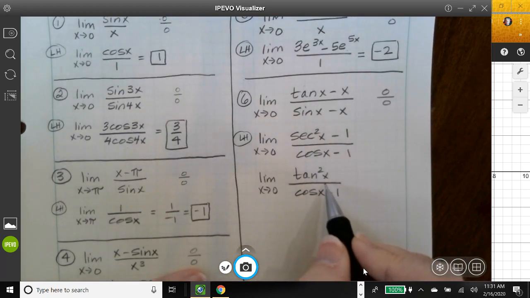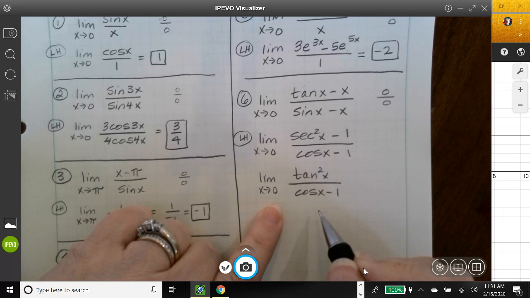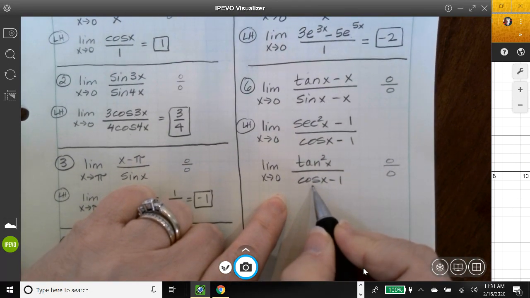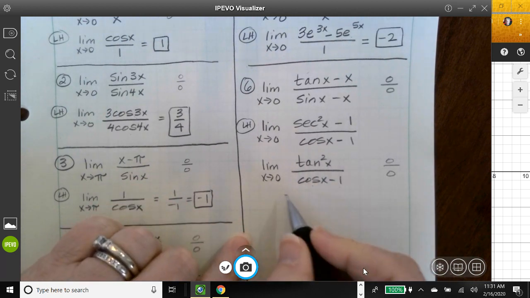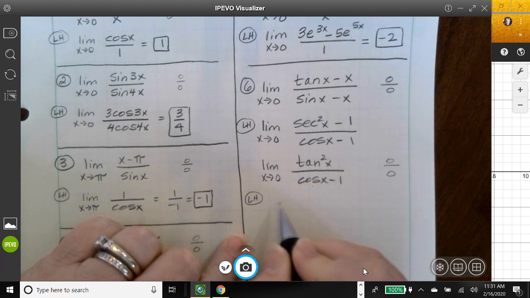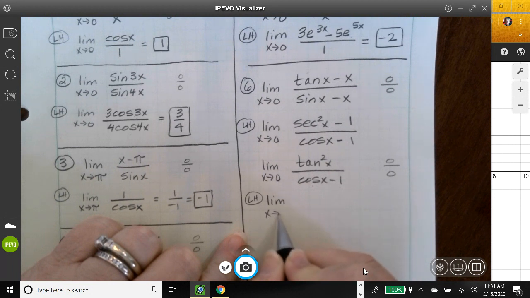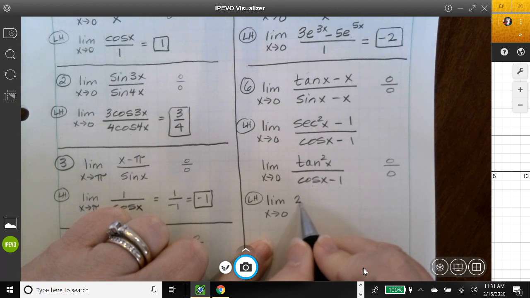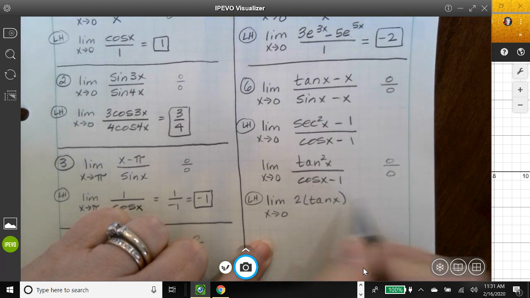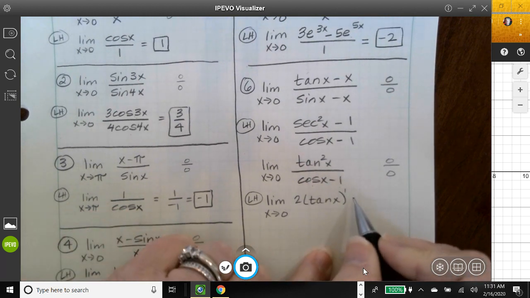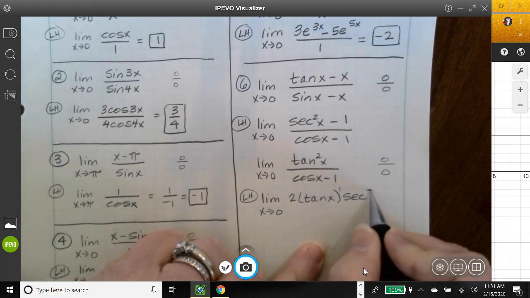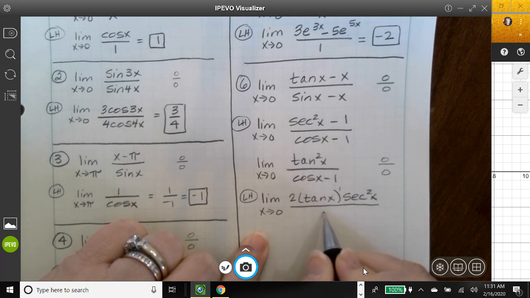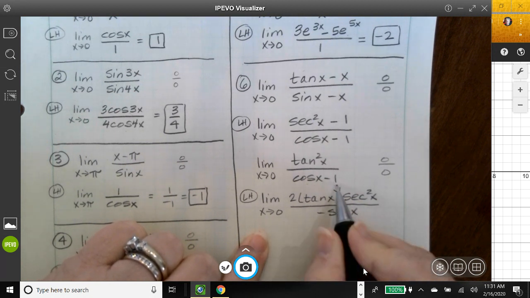But in this case, let's see what happens when we plug in 0. When we plug in 0, we're going to get 0 over 0, because the cosine of 0 is 1, and 1 minus 1 is 0, and the tangent of 0 is 0. So we can use L'Hopital one more time, and the limit then, as x approaches 0, we have to use the chain rule. So we're going to go power down, function, which is tangent, lower the power 1 times the derivative of the inside, which is secant squared x, all over the derivative of cosine, which is negative sine x, and the derivative of 1 is just 0.